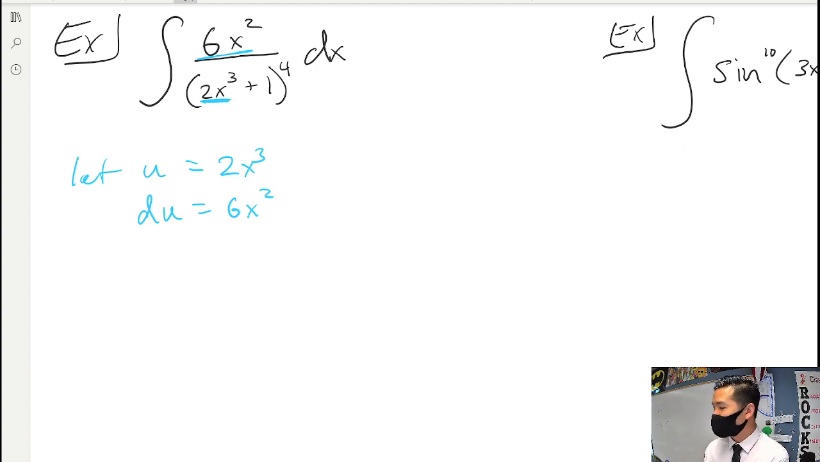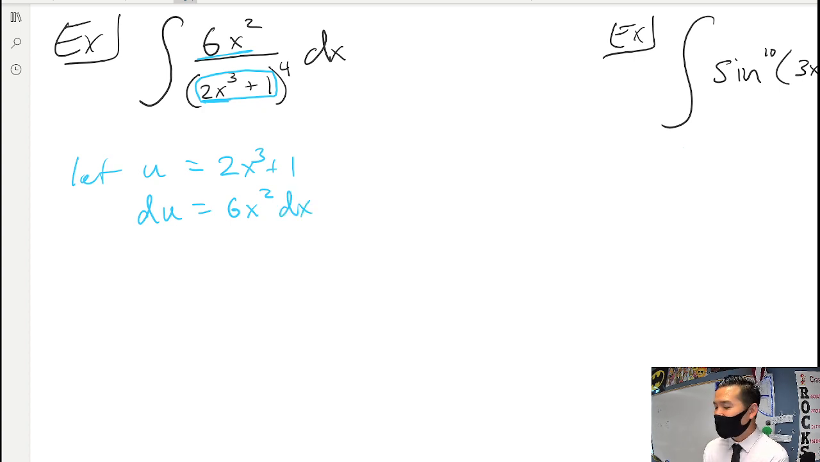But here's my issue. I don't want to deal with u plus 1 being raised to the 4th power. Whenever you have a plus something raised to a power and you expand that binomial, it becomes a monstrosity. So why not let u equal the 2x cubed plus 1 at the very start? When you take the derivative of the plus 1, it just goes away. So now I can replace this entire thing with the letter u. This is going to be a dx again because I'm cheating.